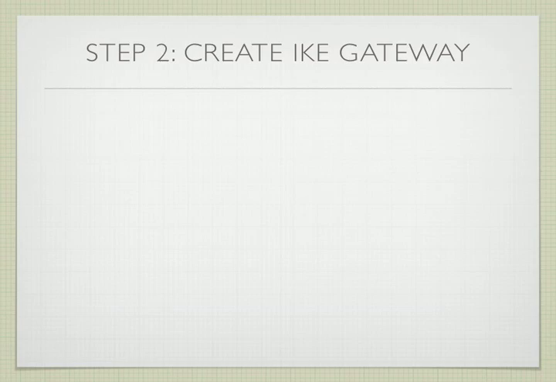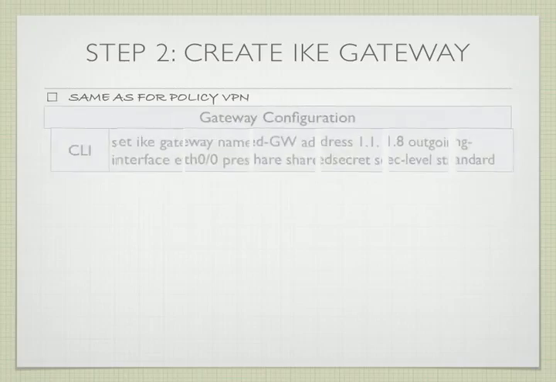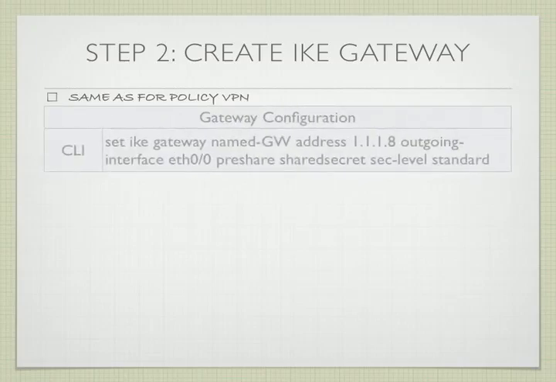Now we go to our standard VPN creation. We're going to create our IKE gateway, and this works exactly the same way it does for the policy-based VPNs, which means we set IKE gateway, give it a name, the remote address for IP or DNS, the outgoing interface that it can be reached with, the pre-shared key, shared secret in this case, and our security level.